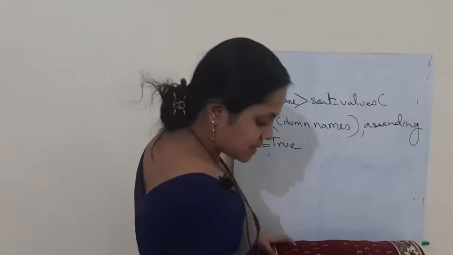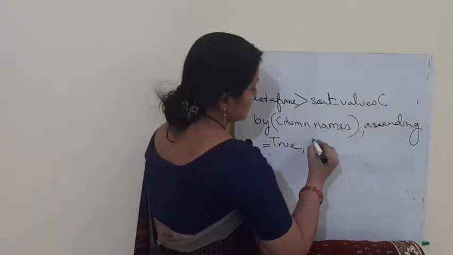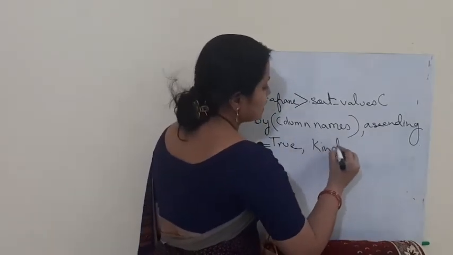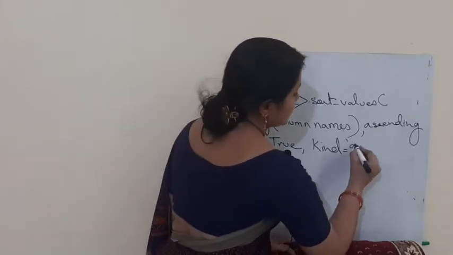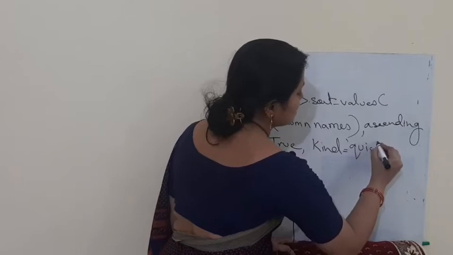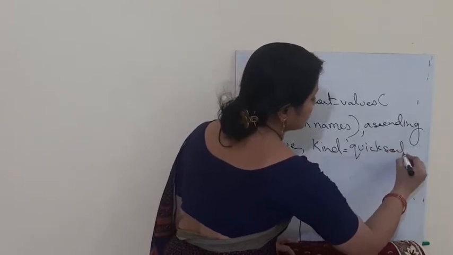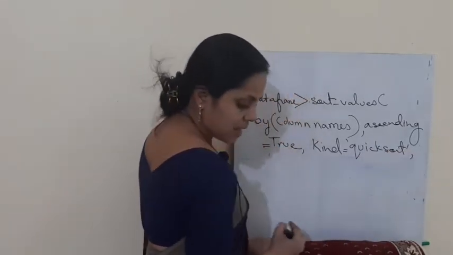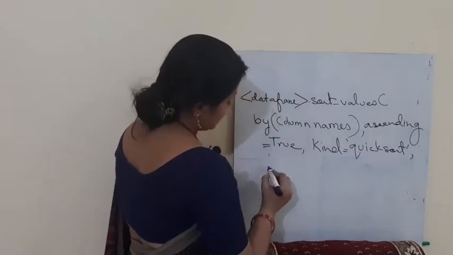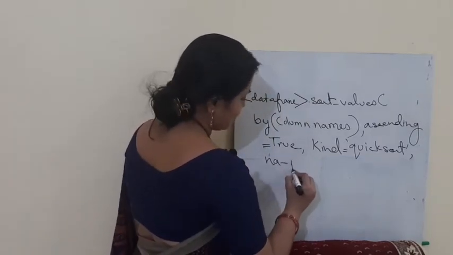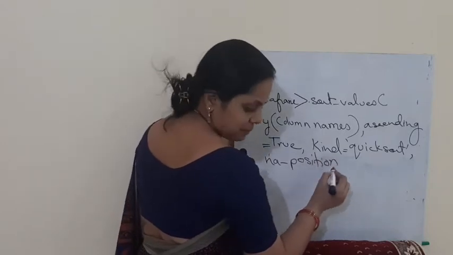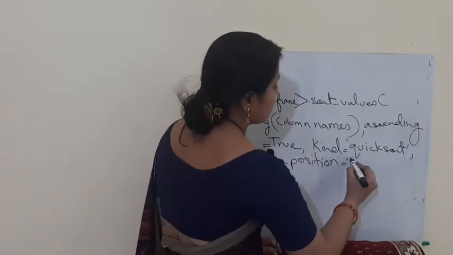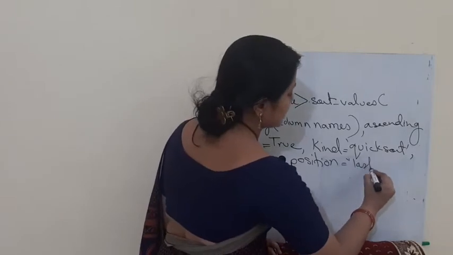The next argument is kind. There are different kinds of sorting methods that are used, and here we will be using quicksort. The next argument is na_position. What does this na_position mean? By default it is last.